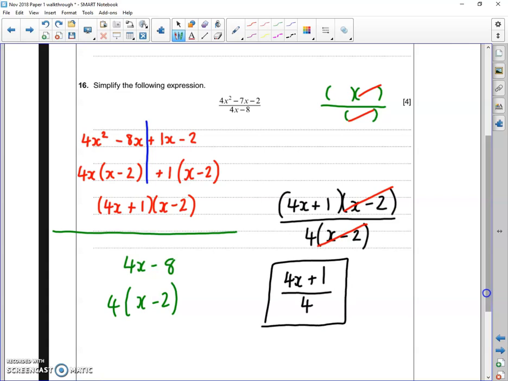Just 2 bits of factorising, but as long as you know you're aiming to cancel out one bracket from the top with one bracket on the bottom, there are clues, so you'll know if you've gone wrong because your brackets don't match at least. And we'll stop there and I'll do the last 2 questions in a separate video because I'm just running out of time on this one.